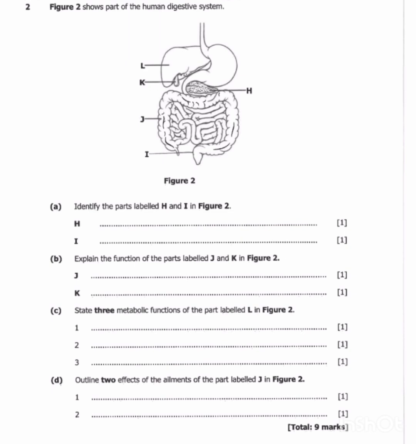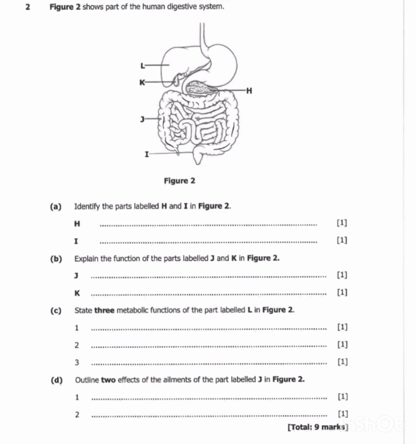So for the sake of revision, we are going to identify all the parts given. Part L is the liver. Part K is the gallbladder. Part J is the colon or large intestine. Part I is the rectum, and part H is the pancreas. So L, liver; K, gallbladder; J, colon or large intestine; I, rectum; and H, pancreas.